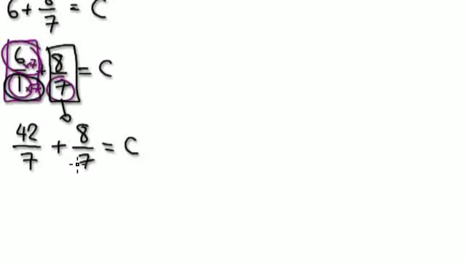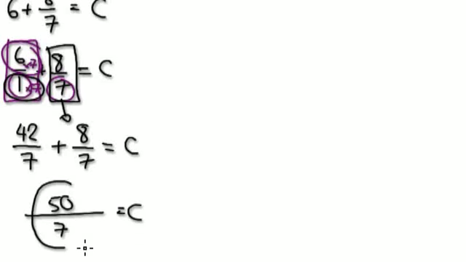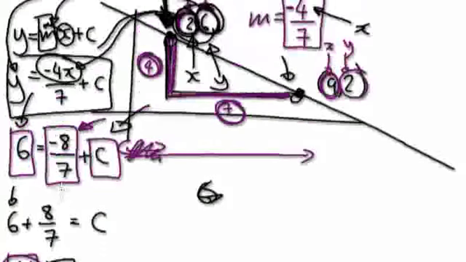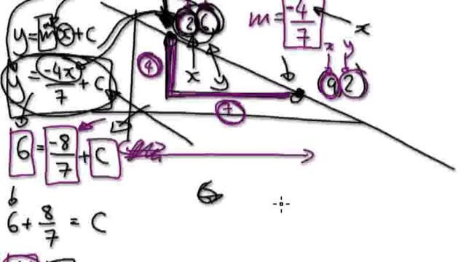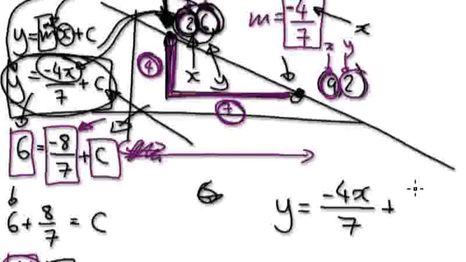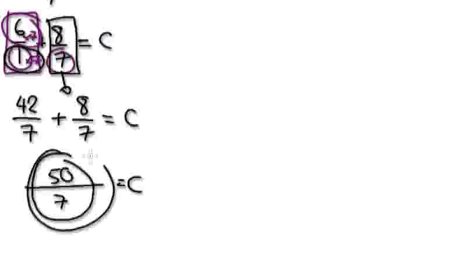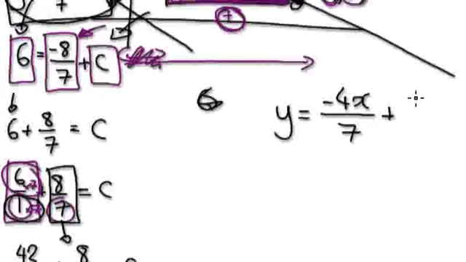Now the two denominators are the same. We can just add the 2. So it would be this: 50 over 7 equals c. So now we know c is 50 over 7. So we can actually now put it back into here. Now I'm just going to copy this whole thing here. So it would be y equals minus 4x over 7 plus, don't forget the intercept is 50 over 7. So we can put in here 50 over 7.